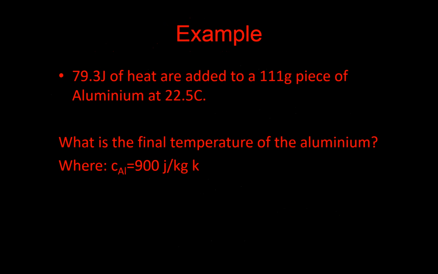Let's take a look at one more example. Here we've got 79.3 joules of heat, and we're adding it to a 111 gram piece of aluminium at 22.5 degrees Celsius. Apologies for the degree missing here. So this is in grams, so we have to be a little careful. What's the final temperature of this metal when c, the specific heat of the aluminium, is 900 joules per kilogram Kelvin?